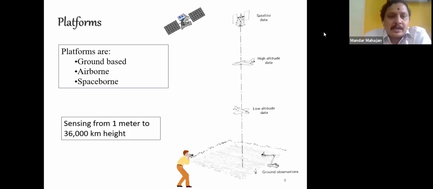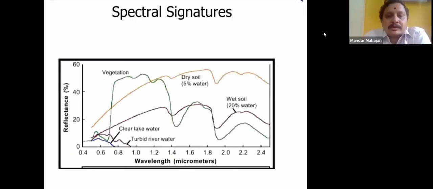These platforms are basically ground-based, airborne or spaceborne. These are some examples. From these photographs and satellite imageries, it is possible to detect different features or objects. Now, one more part of remote sensing is spectral signatures. A signature is nothing but a unique identity of all the different features existing on the Earth. You can see there is a graph showing different features. On the x-axis you can see the wavelength, which is mostly in micrometers, and on the y-axis is reflectance.